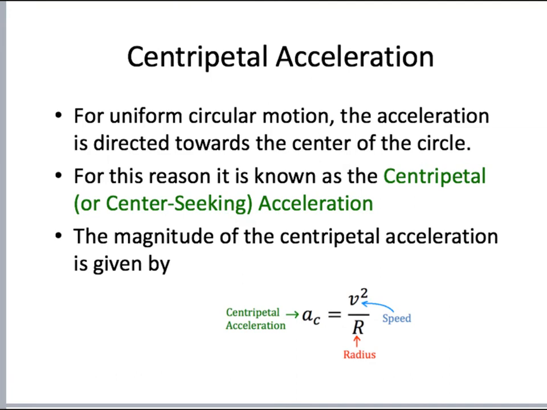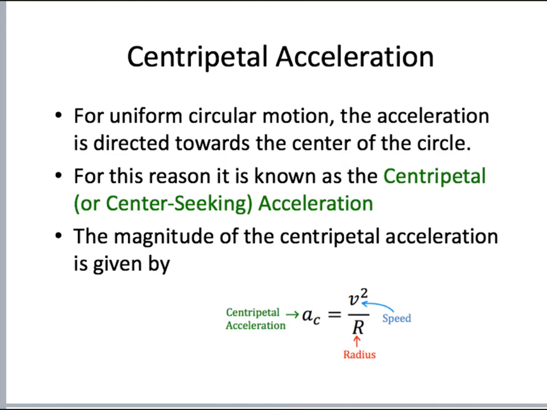And this slide is basically the whole kit and caboodle altogether. Centripetal acceleration. When you have uniform circular motion, which is of course motion at constant speed, the acceleration always points towards the center of the circle. No matter where you are on the circle, the acceleration is always going to point towards the center. That's why it's called centripetal, or center-seeking, acceleration.